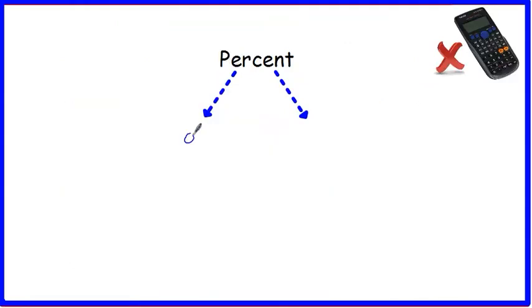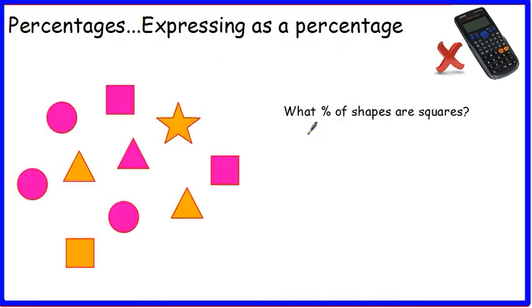Per means out of, cents means a hundredth, so it's out of 100. So the first few examples I'm going to look at are going to be without a calculator.